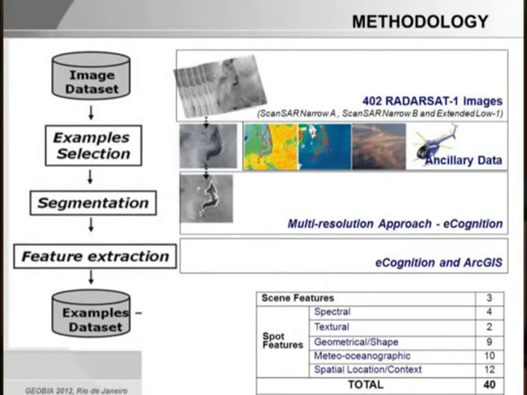For the example selection, we use RadarSat data with its corresponding ancillary data. The segmentation was done using the multi-resolution approach in eCognition. And for the feature extraction, we use eCognition and ArcGIS as well. So then in the first moment, we calculated 40 features. The main features were already used in previous work as well, and original ones specific to this area in the data set.